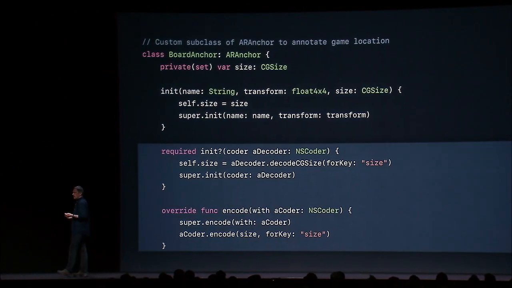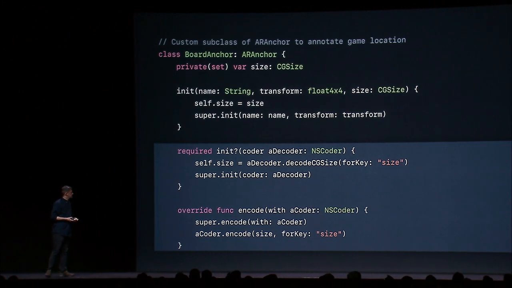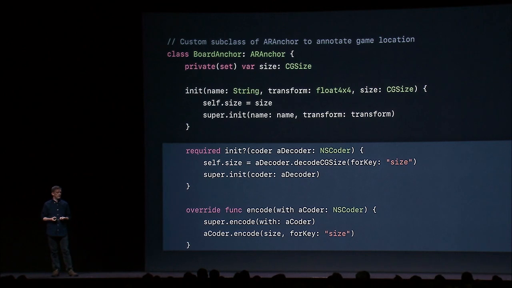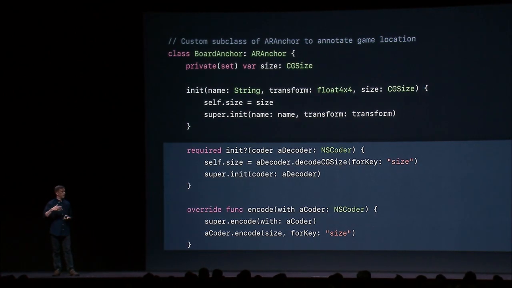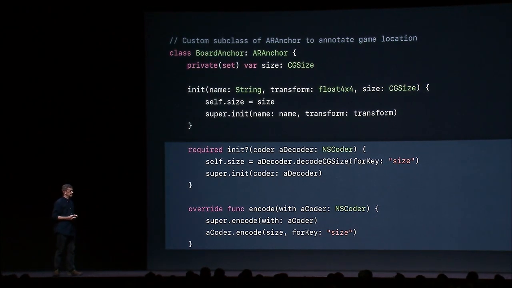We then made sure that we implemented the NSCoding required methods, or override them, to include that information when the object is serialized out. Now, the information is included directly within the world map when we transfer it over to the other device. This makes it very easy and straightforward.